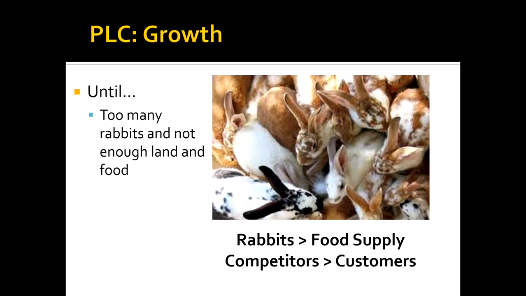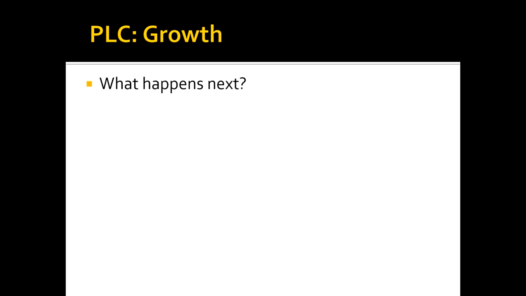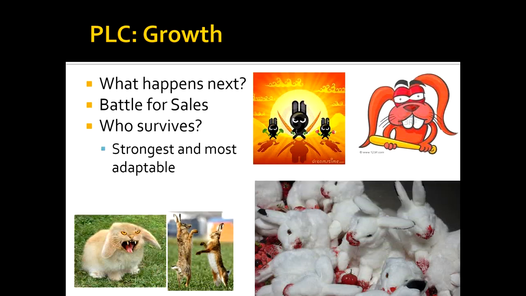So what happens when the product life cycle transitions from growth to maturity? Sales level out. Companies are preparing and counting on these increasing sales. And just like the rabbits, there are more rabbits than food supply. For competitors, companies in the marketplace, there are not enough customers. So what happens next? It's a battle for sales. Who survives? Which bunny rabbit is going to survive? That's really the question I'm asking. The strongest and the most adaptable. So there's going to be conflict.